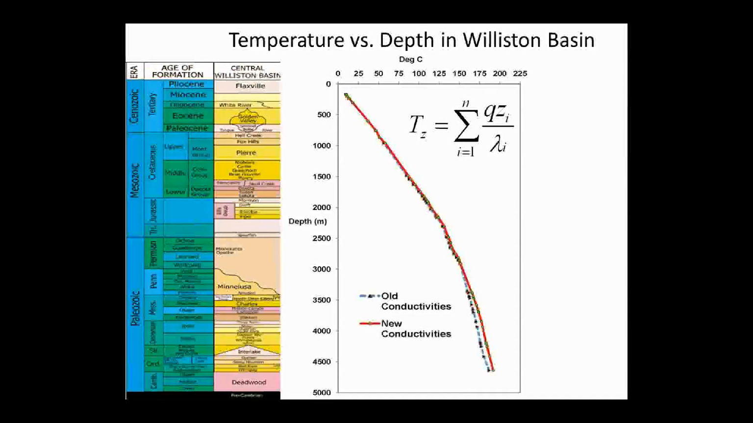And here's how it works out. This is a temperature-depth plot calculated simply on stratigraphy, assuming constant heat flow, and putting in the conductivities. And you can see at the bottom, with our new conductivities, we're actually coming up quite nicely with higher temperatures than we had with the older conductivities. And this is just simply calculating based on heat flow.